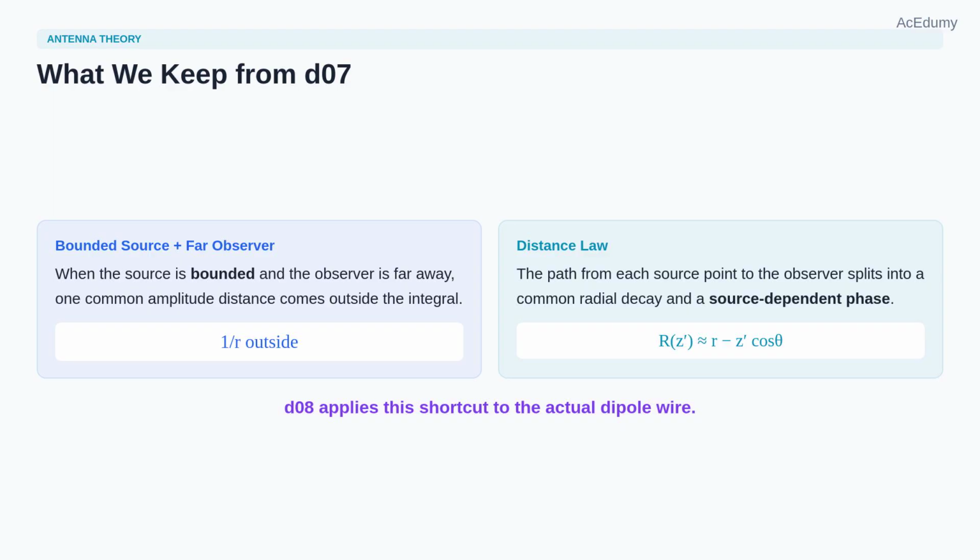In the last lesson, far field meant one specific simplification route. A bounded source seen from far enough away could share one common amplitude distance, while the remaining source-dependent phase stayed inside the integral. Now we keep that same logic, but the source is no longer a point. The dipole itself becomes the bounded source we have to evaluate.